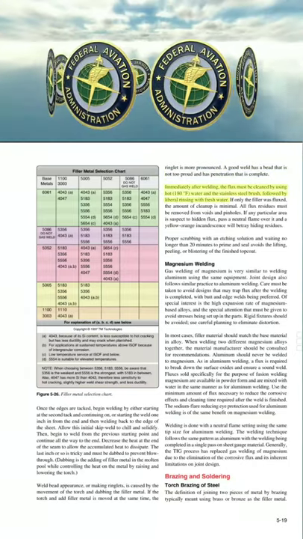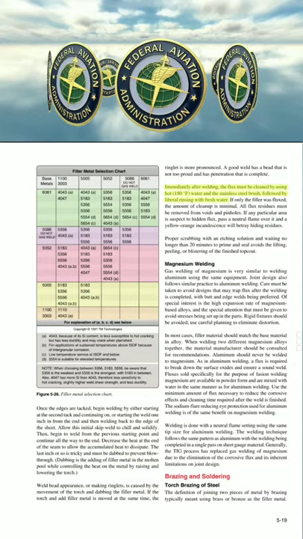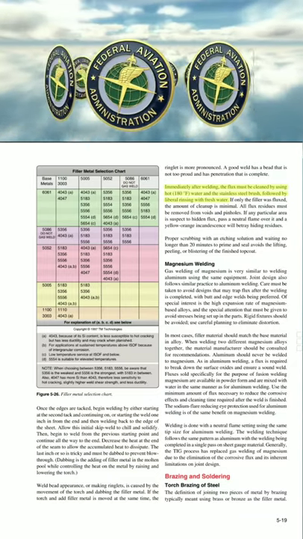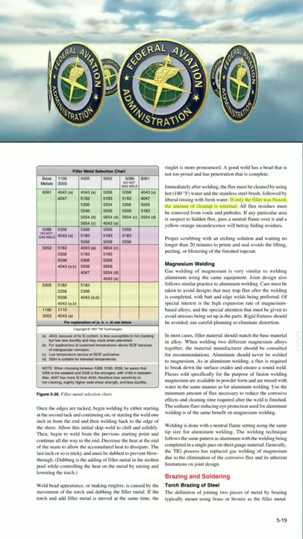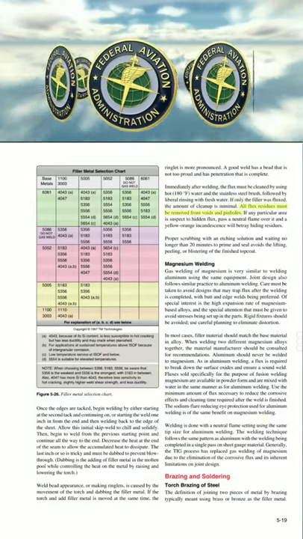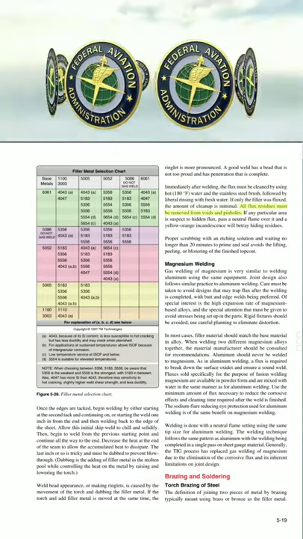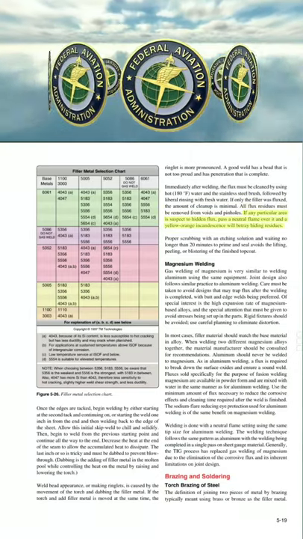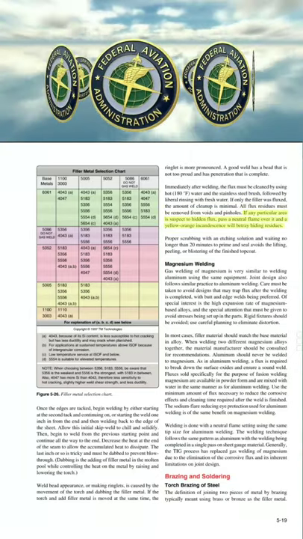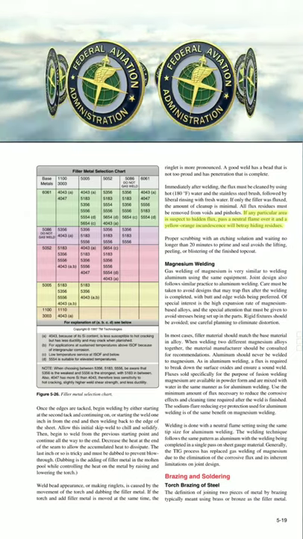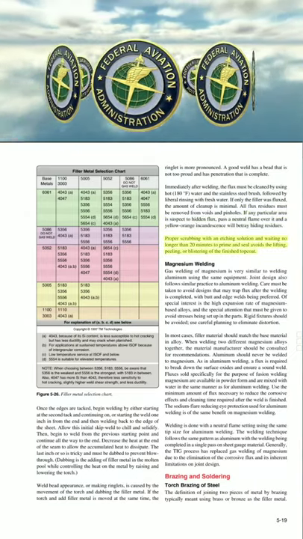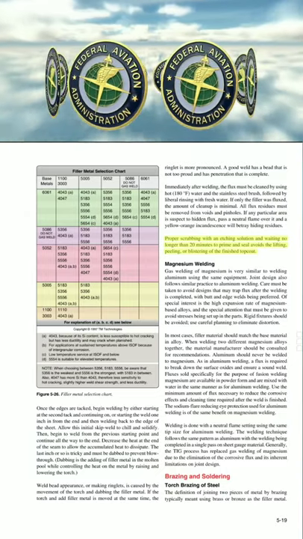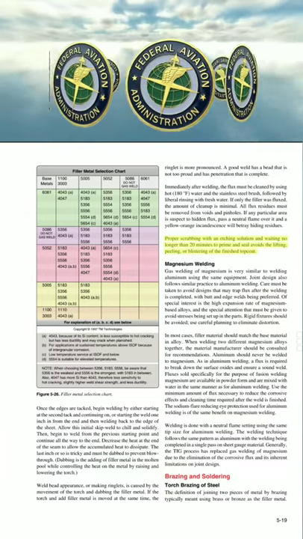Immediately after welding, the flux must be cleaned by using hot, 180 degrees F, water and the stainless steel brush, followed by liberal rinsing with fresh water. If only the filler was fluxed, the amount of cleanup is minimal. All flux residues must be removed from voids and pinholes. If any particular area is suspect to hidden flux, pass a neutral flame over it, and a yellow-orange incandescence will betray hiding residues. Proper scrubbing with an etching solution, and waiting no longer than 20 minutes to prime and seal, avoids the lifting, peeling, or blistering of the finished top coat.